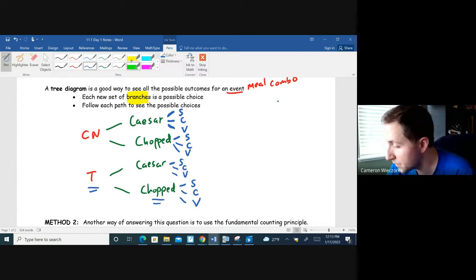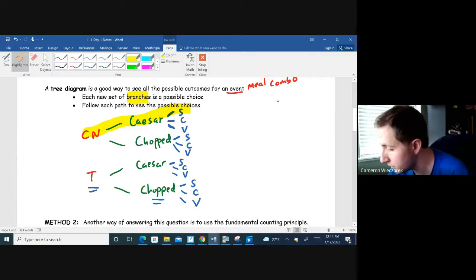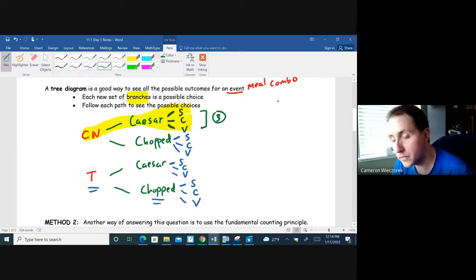And all we do to figure out how many possible meals there are is count up all the possible branches from left to right. So I'm going to count them up slowly. Here's one: chicken noodle, Caesar, and steak. Branch number 2 would go chicken noodle, Caesar, and then go to the middle row, chicken. Third one would be chicken noodle, Caesar, and veggie. I'm just going to label these a little bit at a time. That's 3 possible meals right there.